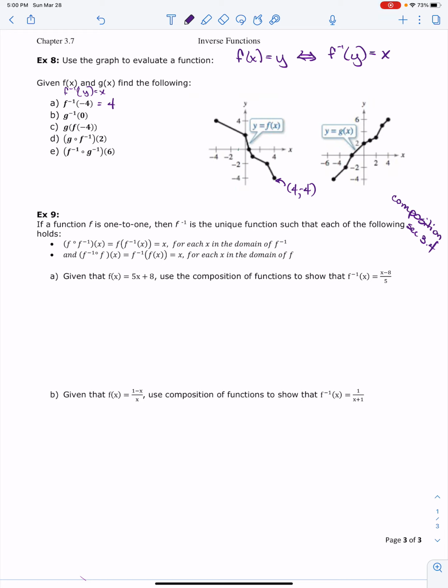B, I want g inverse of 0. Again, I need to figure out where y is 0. We're looking at this the same way. G inverse of y is going to equal x. So where is y 0? We've got this point right here, -2, 0. Sorry for the delay there, I was having trouble thinking. So when y is 0, x is -2.